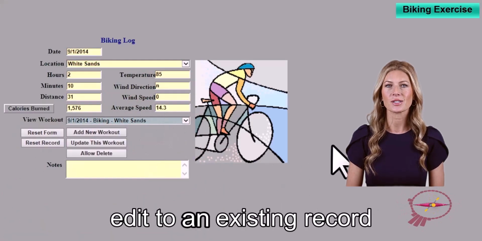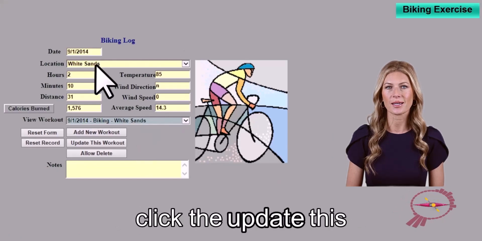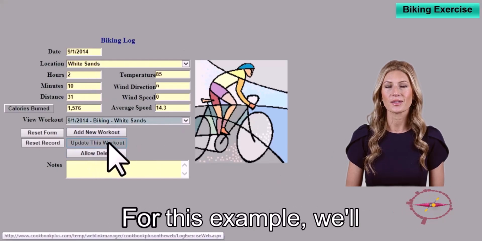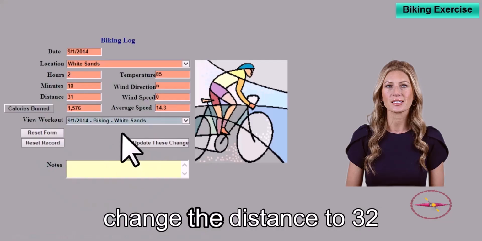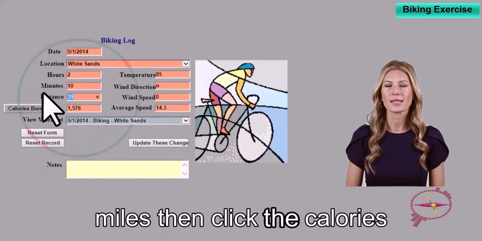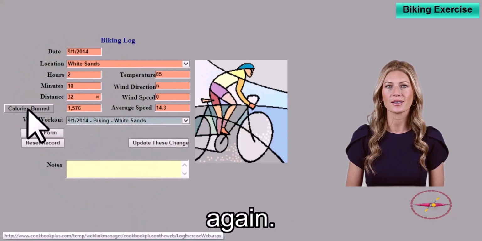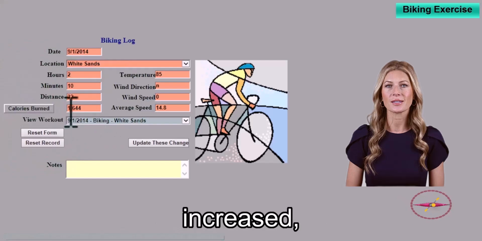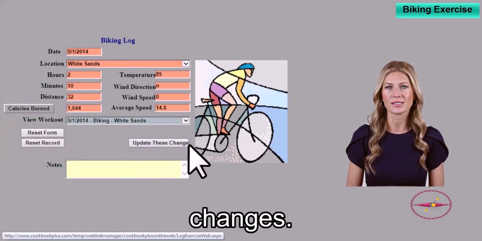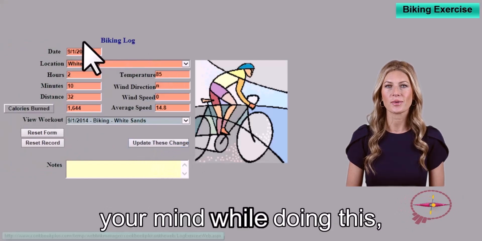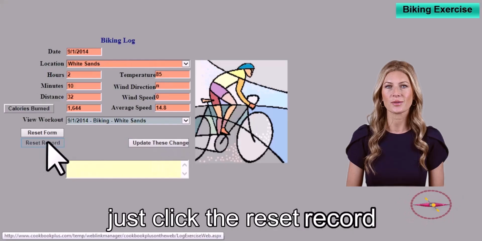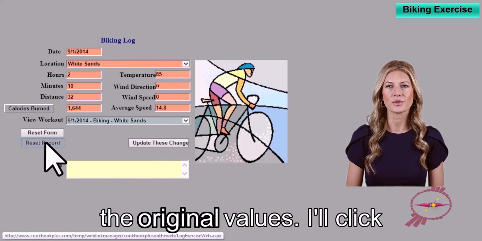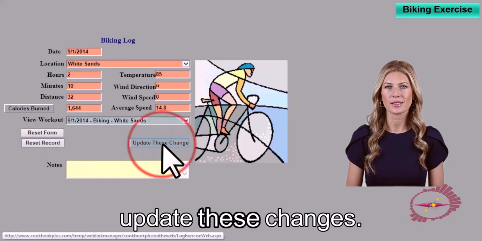To make an edit to an existing record, click the Update This Workout command button. For this example, we'll change the distance to 32 miles, then click the Calories Burned command button again. Note that the calories were increased. So we'll click Update these changes. By the way, if you change your mind while doing this, just click the Reset Record command button to restore the original values. I'll click Update these changes.